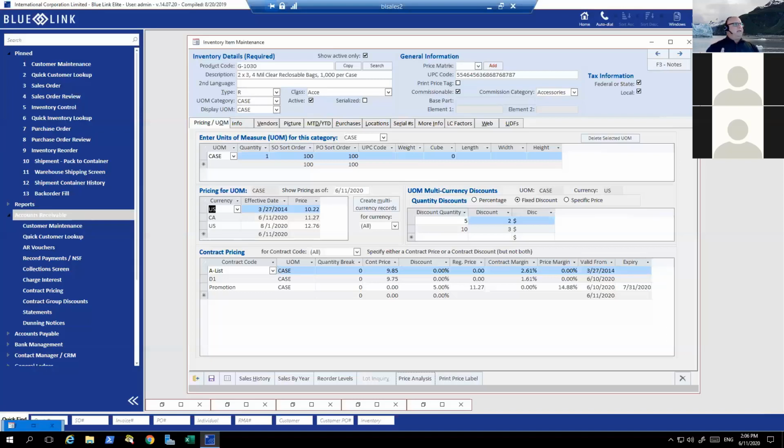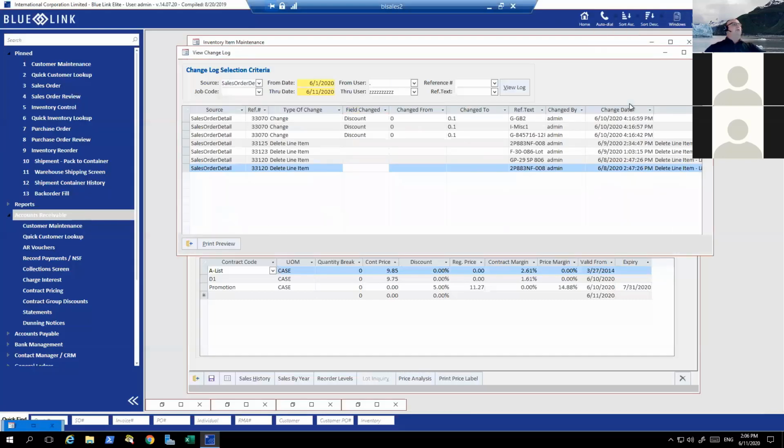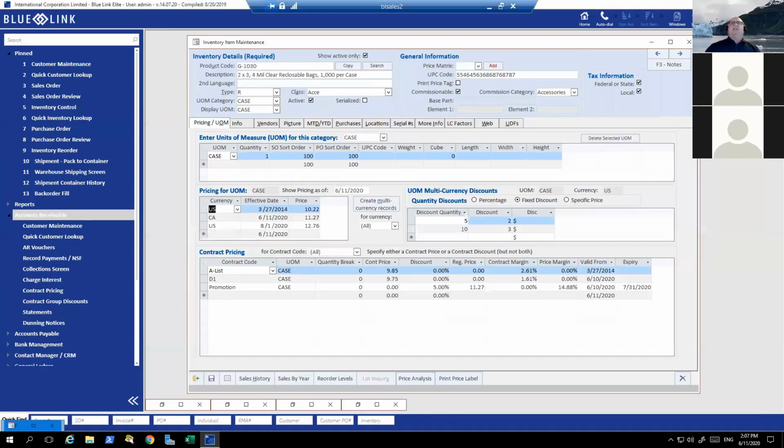Be aware that when you're in a sales order, the system is keeping track of those prices in what we call our change log, or view change log. Not everybody is going to have access to this. It depends on what permissions and security setup you have in the system. But you can see here, earlier today I was playing with changing discounts on a specific sales order or deleting a line. That kind of information is tracked in the system, along with who changed it and when.